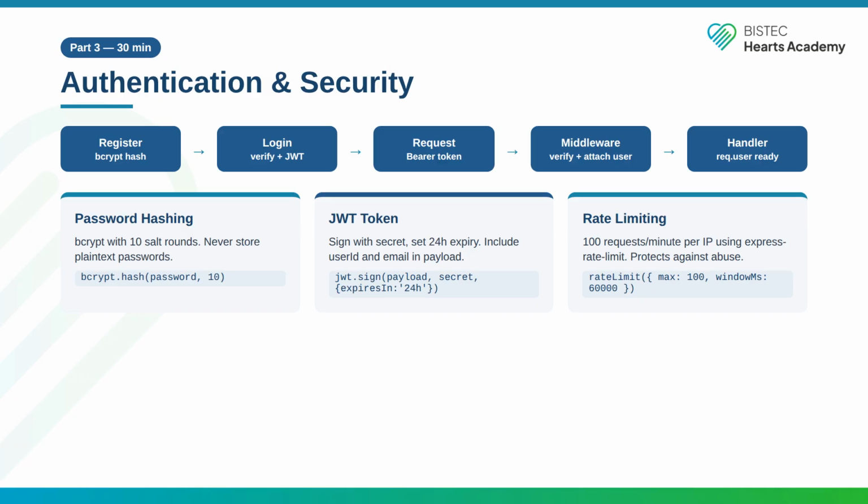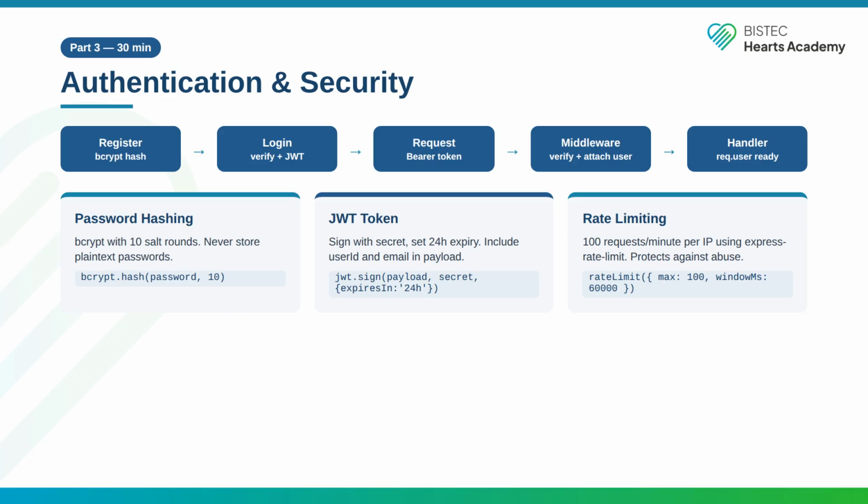Check ownership on update and delete operations. Apply rate limiting to prevent abuse. 100 requests per minute is a reasonable starting point. Sanitize all inputs. The auth middleware pattern: extract the bearer token from the authorization header.